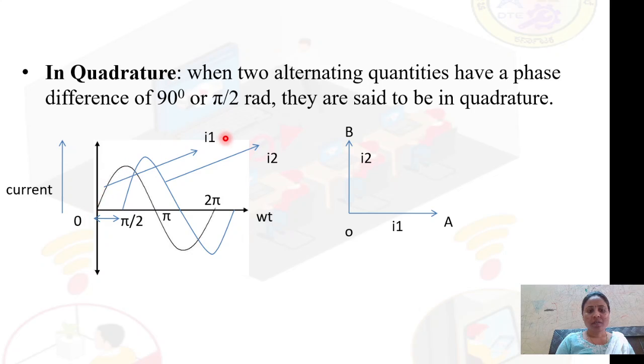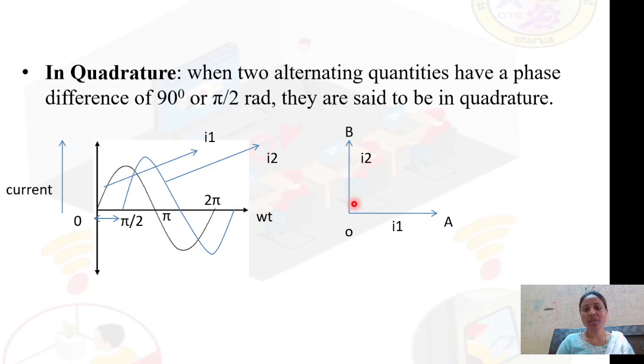I1, let us assume, has a phase value of 0 degrees. So we can represent it along the x-axis with the vector OA, where I1 is the maximum value of the first current. The second current I2 has a phase difference of 90 degrees compared with I1. Therefore, we can represent it vertically upward along the y-axis.